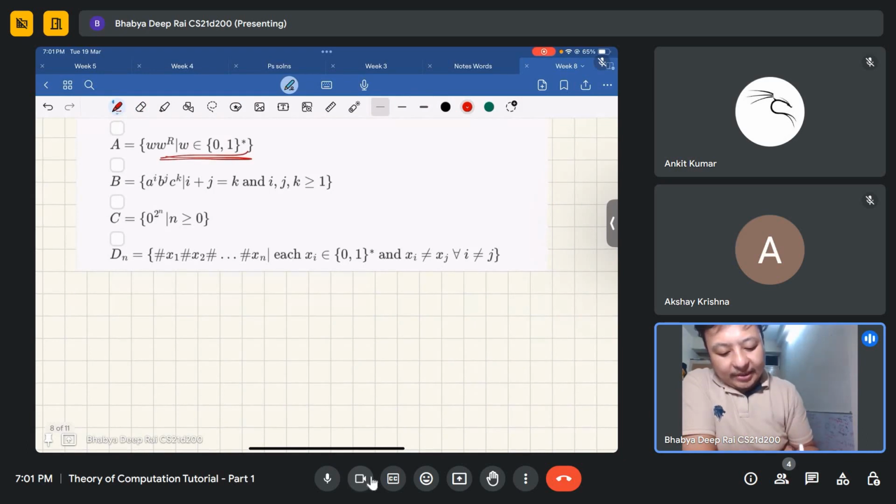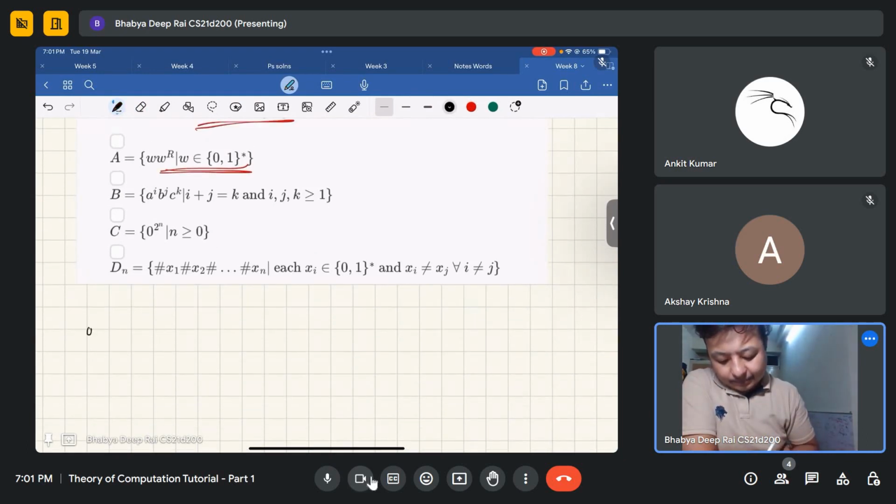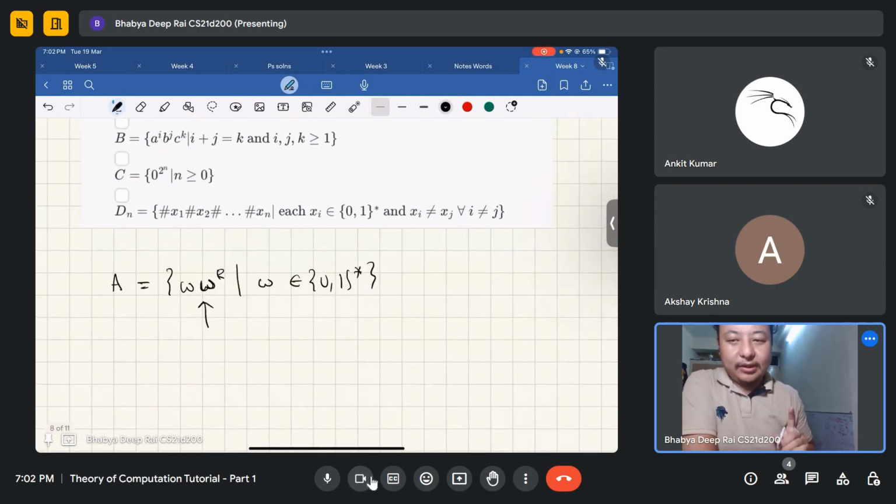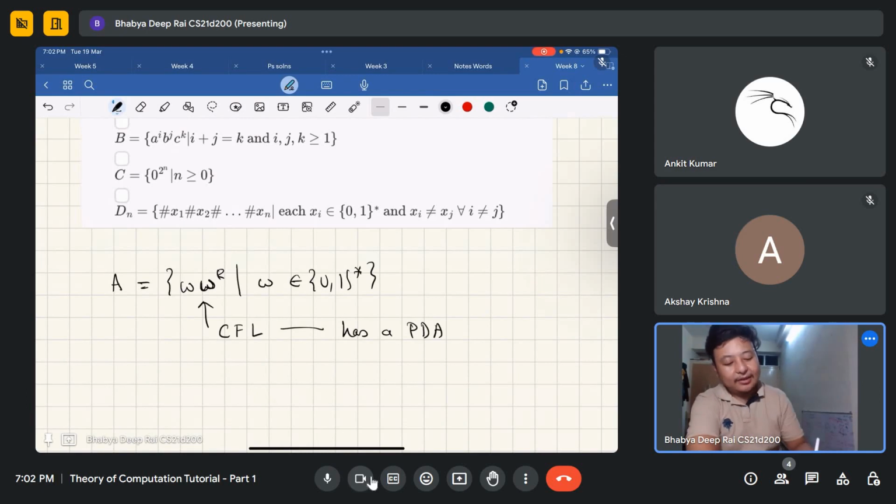So quickly we notice that A is of the form W reverse, such that W is (0 1) star. Now W reverse is a context free language, actually a non-deterministic context free language, but that's fine. So it has a PDA, and PDA is a weaker machine than a Turing machine. Turing machine has an infinitely long tape. PDA has a stack. So any PDA can be simulated by a Turing machine. Turing machines are more powerful.